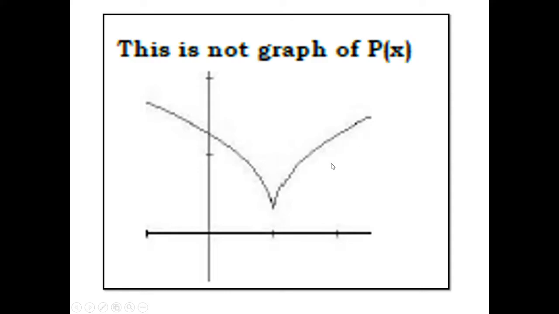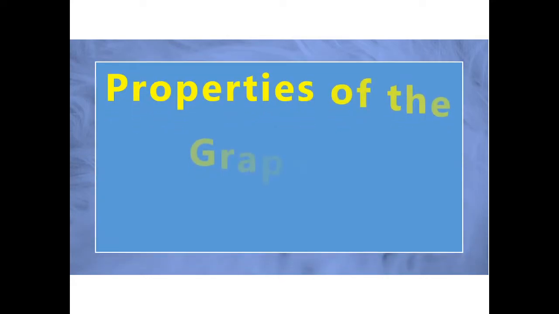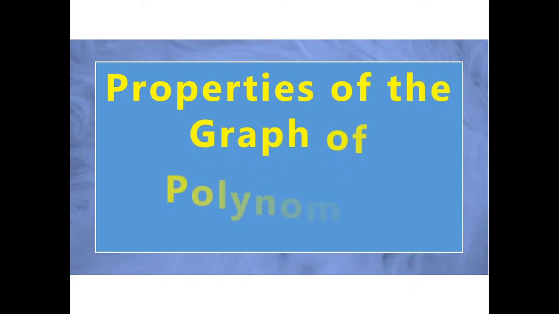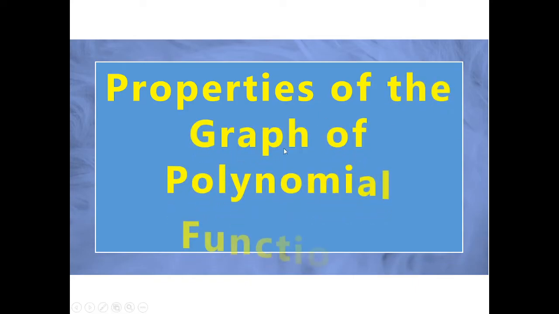This is not a graph of a polynomial function. Obviously, it has a sharp edge, it has corners, and it is not smooth. So, to know more about graphs of polynomial functions, let us know its properties. What must we remember whenever we graph polynomial functions?